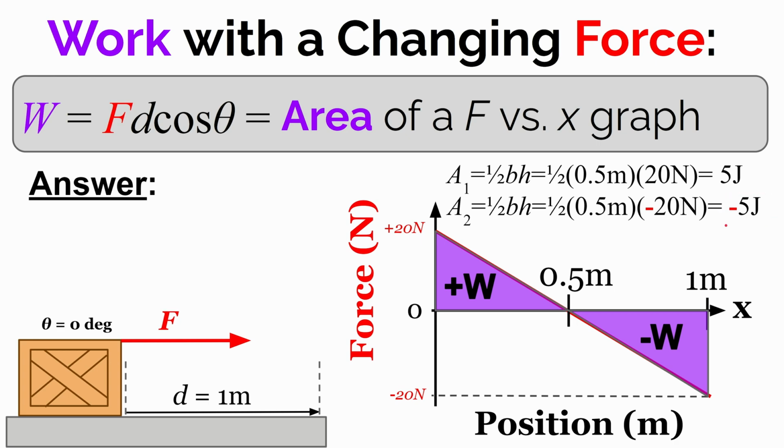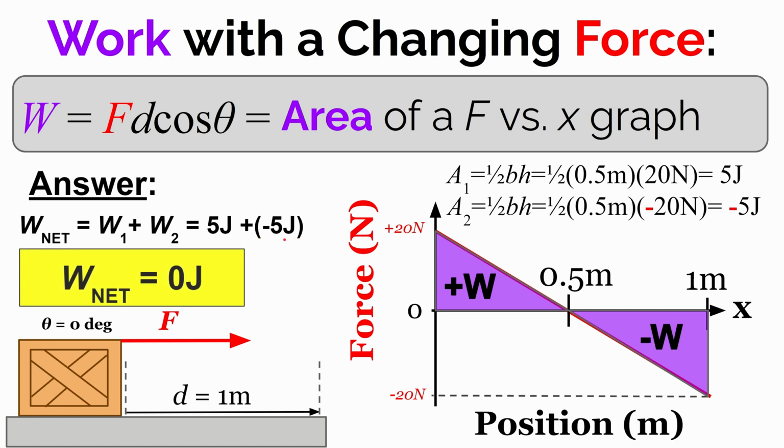So if we want to figure out the total work done on the box, that would be the net work done on the box. That's just equal to the sum of all of the individual work being done. The positive work plus the negative work. In the beginning there was 5 joules added, and there's 5 joules taken away. So we would say that the net work done on the system is equal to 0 joules.